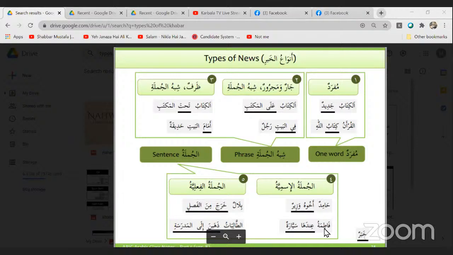As you remember, as I said, the khabar comes indefinite, but if it comes with alif lam, then it will become the adjective for the mubtada. For the mubtada. Okay, understood. Alhamdulillah. Thank you.